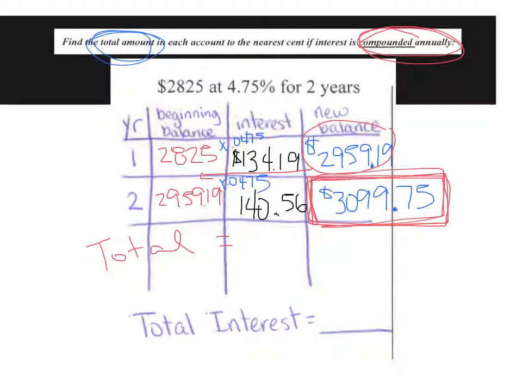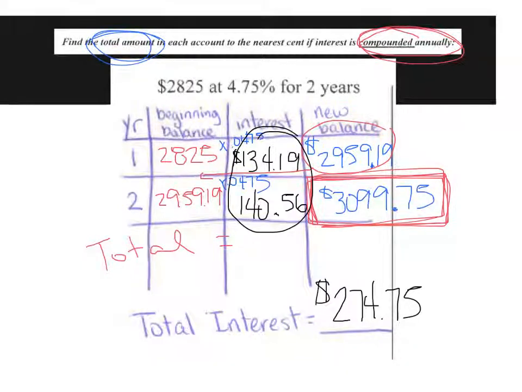So if we add our interest from the 2 years, I'm going to add these two columns. $134.19 for the first year and $140.56 for the second year gives us a total of $274.75. So the second year we got more interest because I got interest on my interest.